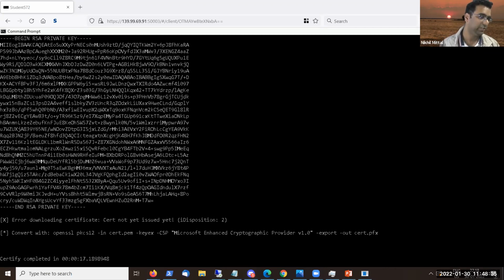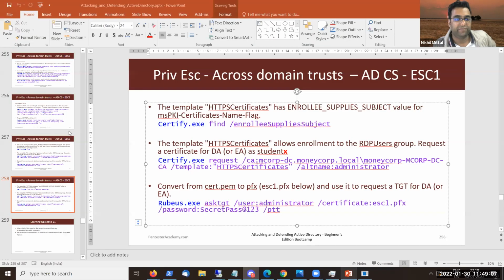How hard are these misconfigurations to make? Are these default or something a sysadmin would have to go out of their way to configure? I would say not very hard to make these misconfigurations. For example, the template that we are using, HTTPS certificates, is actually a copy of the web certificates, a default template. The misconfigurations that we have, this is something that you will most likely find in production. So nothing here is not real world.